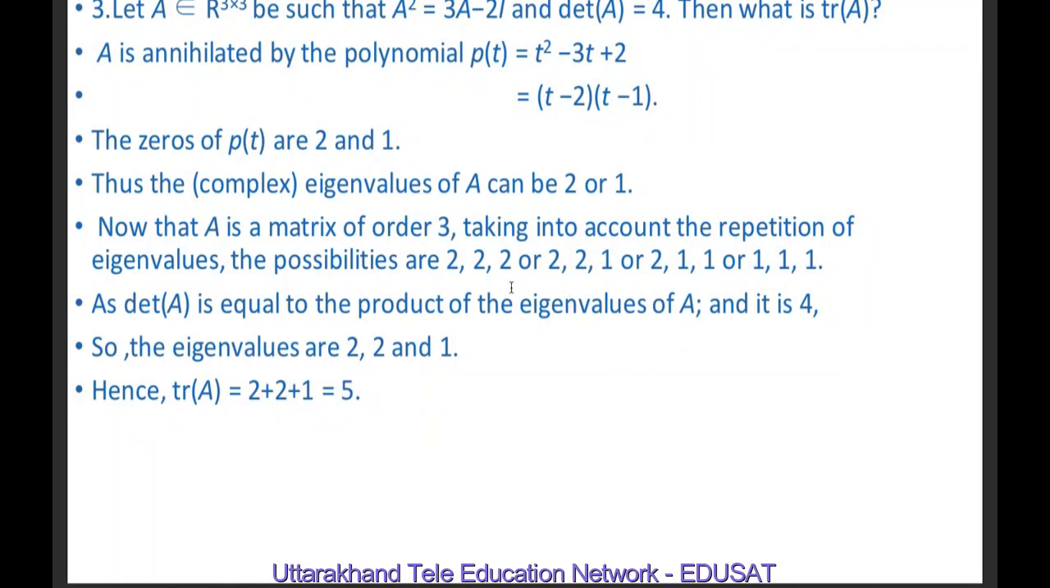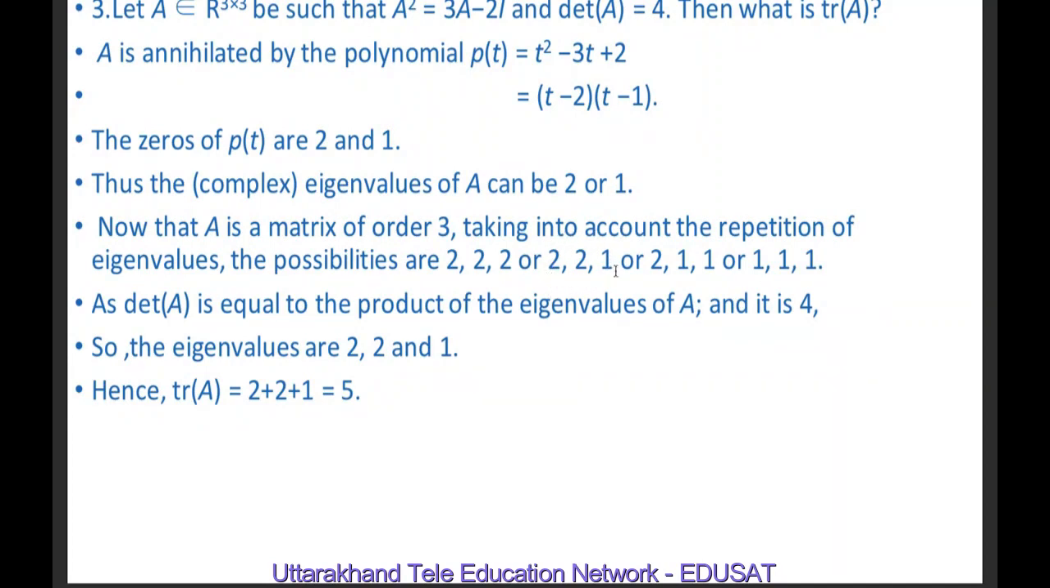So if we multiply 2, 2, 2, we get 8. If we multiply 2, 2, 1, we get 4. If we multiply 2, 1, 1, we get 2. 1 into 1 into 1 is 1. So only 2 into 2 into 1 is 4.